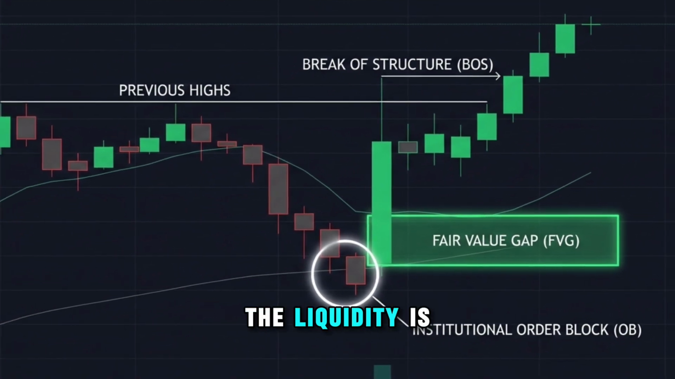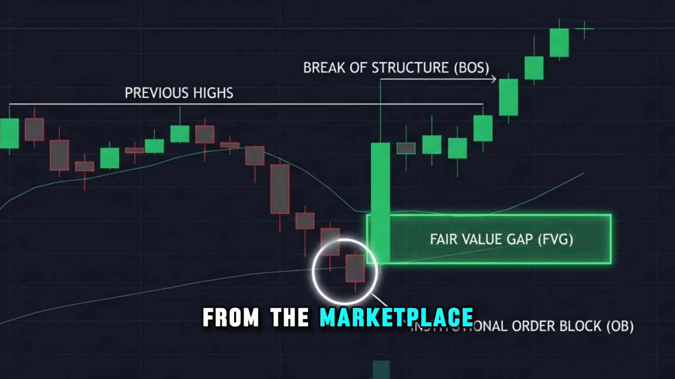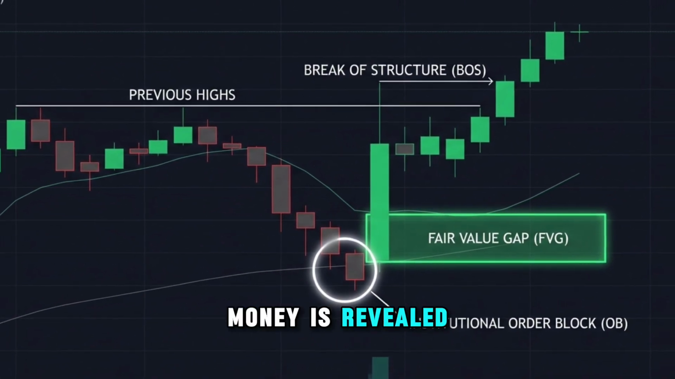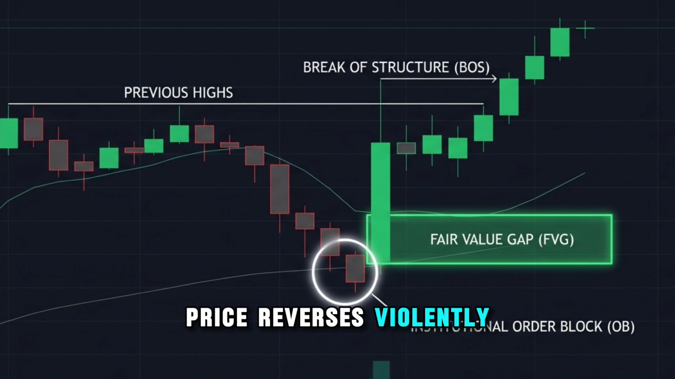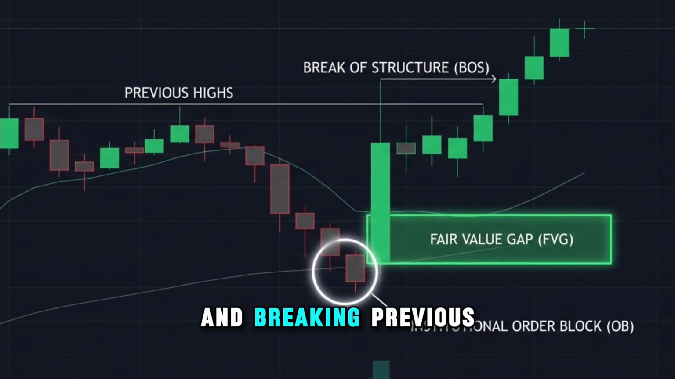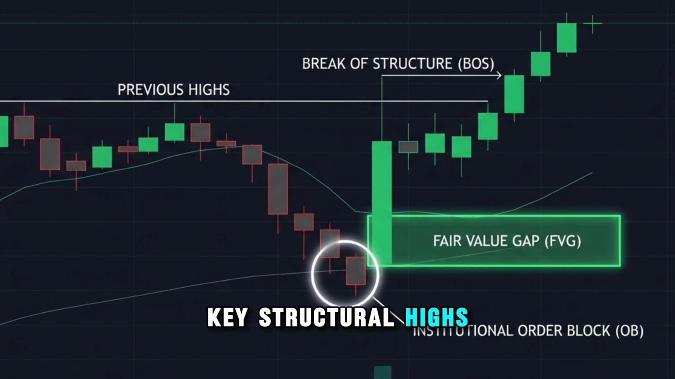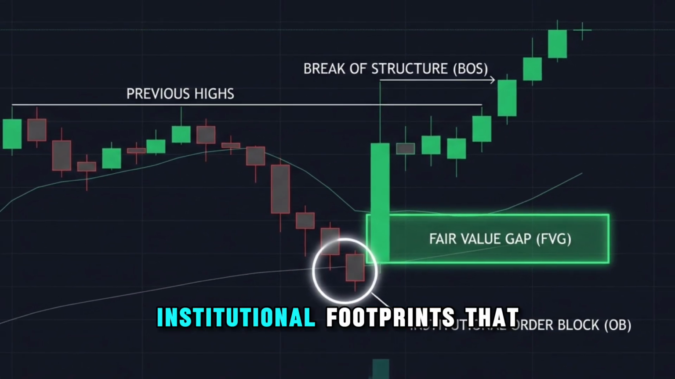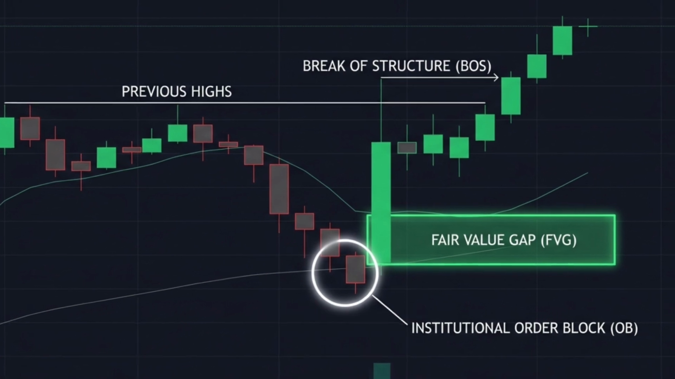Once the liquidity is completely cleared from the marketplace, the true intent of the smart money is revealed. Price reverses violently to the upside, creating massive displacement and breaking previous key structural highs. This aggressive move leaves behind clear institutional footprints that we can track.